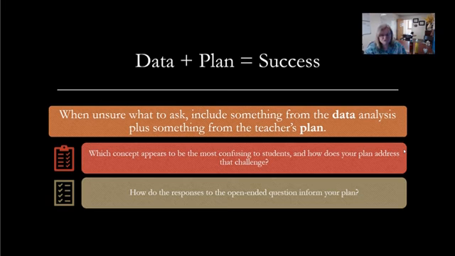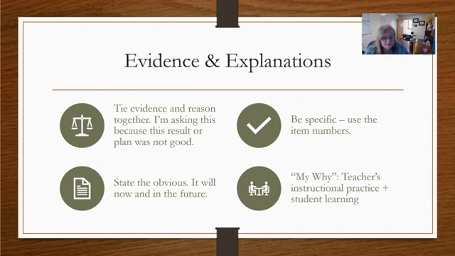Those questions are just a good generic kind of question, but you need to make sure that you're looking at the samples of the data that they give you. You don't have a whole lot of documents to work with this time. So you want to tie the evidence and the reason together. Basically you're saying, I'm asking this because the result or the plan wasn't good. So a question might be, why do you think students performed poorly on number 2? And what is your goal to improve? How does your plan address that?